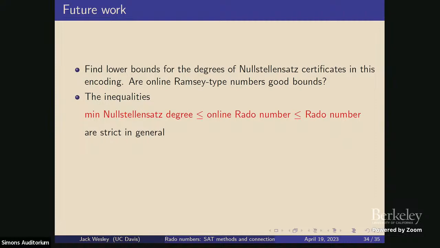These inequalities, we have examples where each of these are strict. For example, for the Schur equation for two colors, the Nullstellensatz degree is 2, but the online number and Rado number are 5. So we don't really know anything about how tight these inequalities are. And we suspect that there is a large gap in each case.